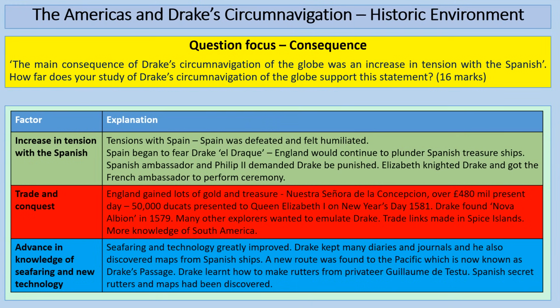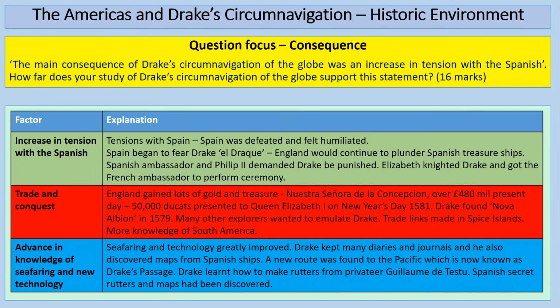The fact that the Spanish would regard him as the dragon. The Spanish ambassador and Philip II demanded Drake be punished. Elizabeth, however, responded by knighting Drake and even got the French ambassador to perform the ceremony. And again, that's a crucial bit of knowledge, and that shows you that there was an increase in tension with the Spanish. And also just knowing how war subsequently did develop, and we know about the Spanish Armada in 1588, Drake's circumnavigation can be seen as sort of like a long-term factor for that. So that therefore is a consequence.